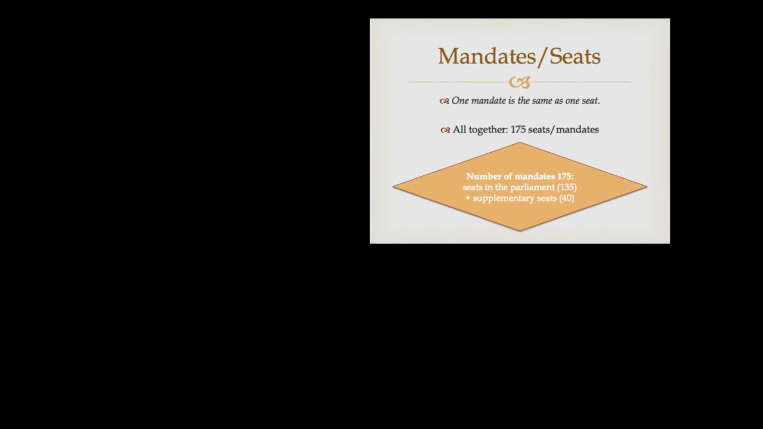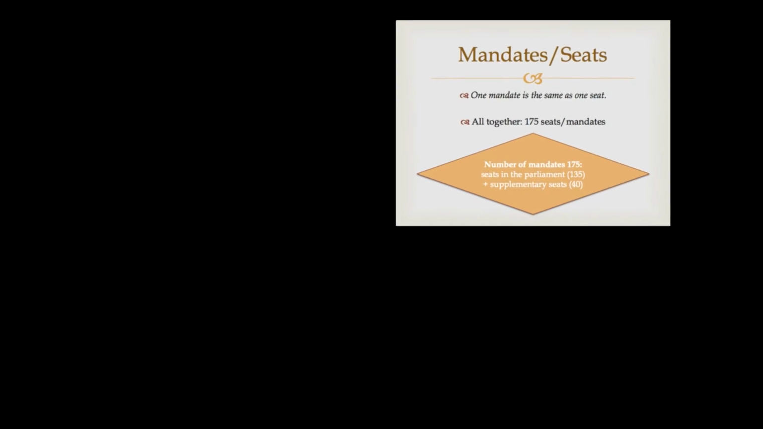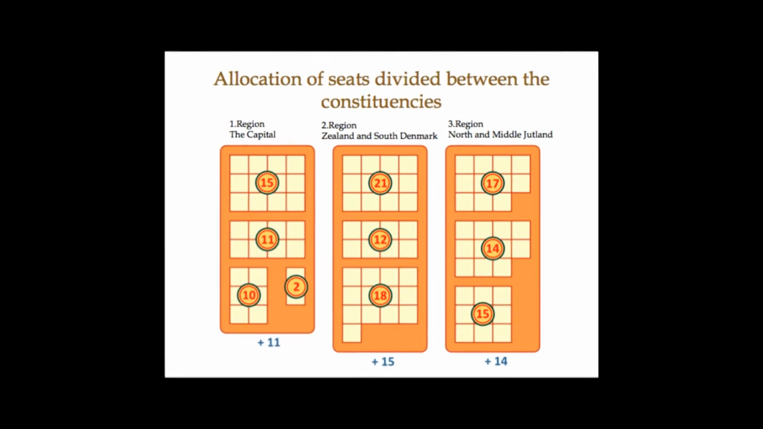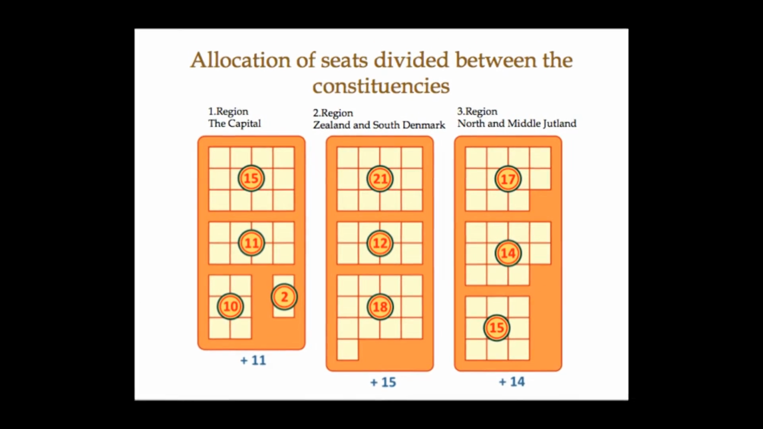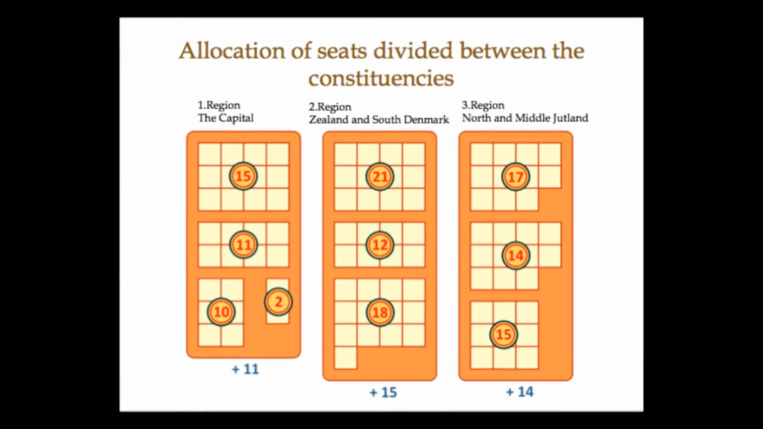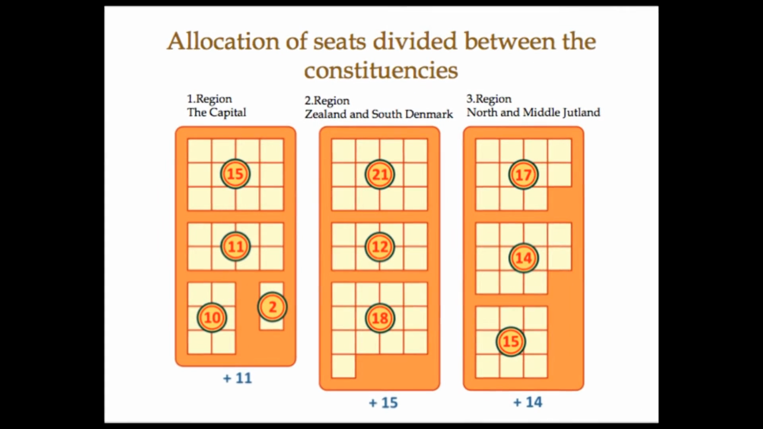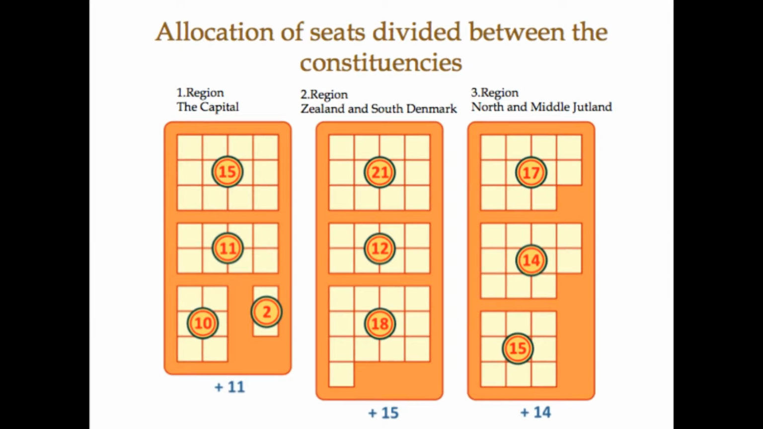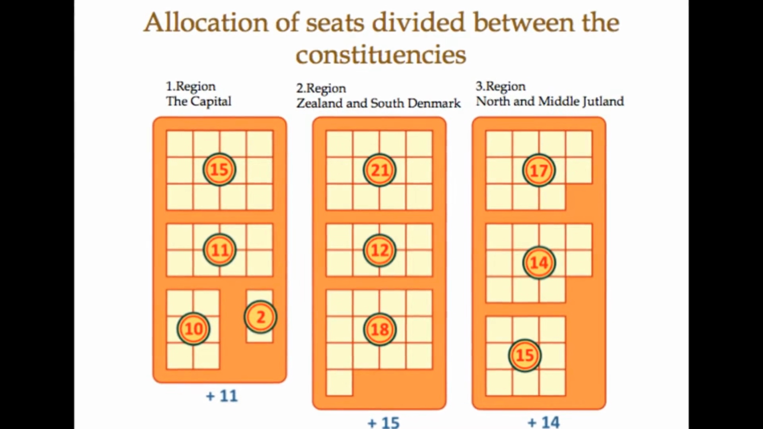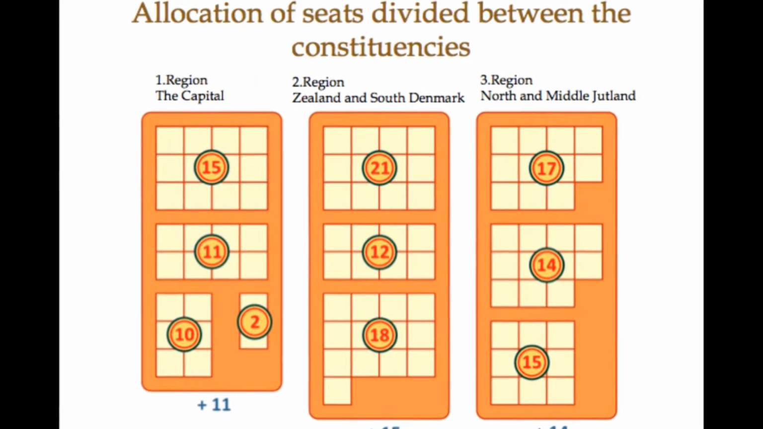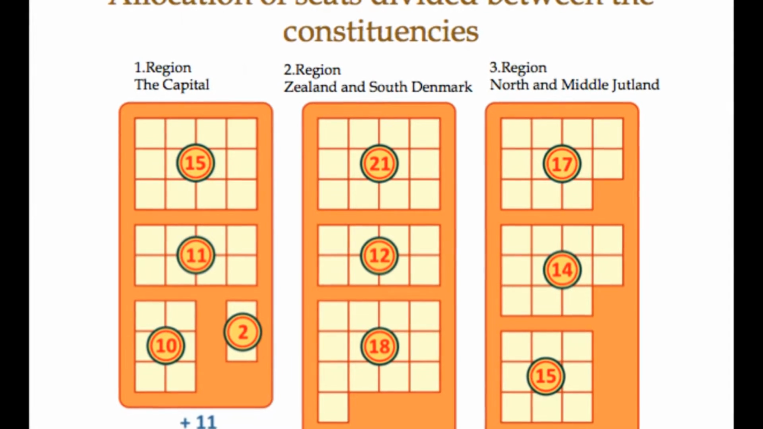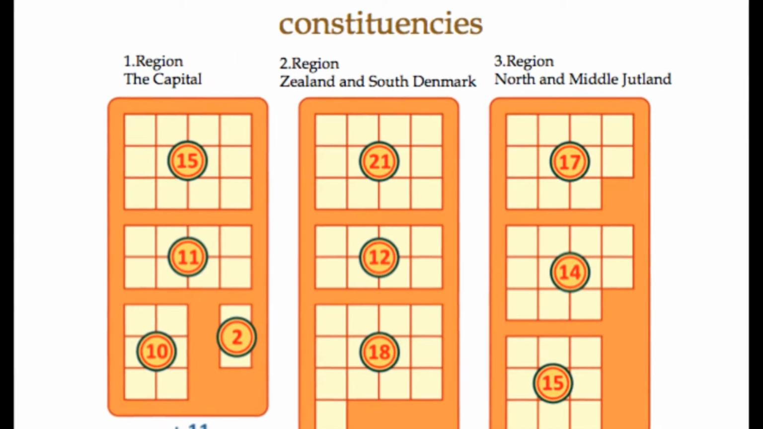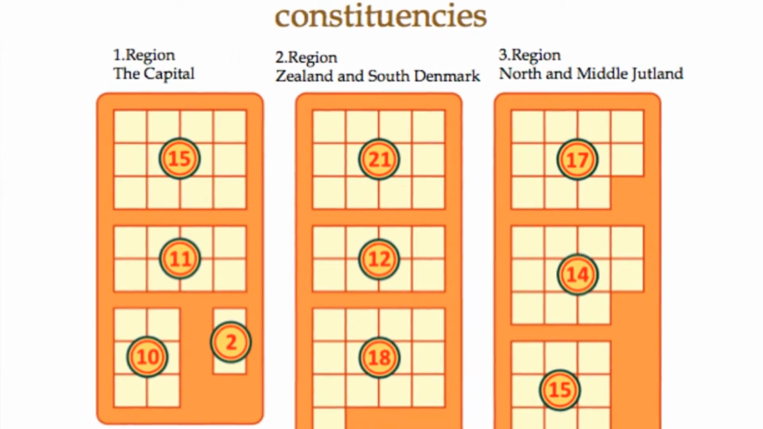But why do we have supplementary mandates? The supplementary mandates are there to secure that smaller parties can get seats in the parliament too. Here you see the 3 major regions, North and Middle Jutland, Zealand and South Denmark, and the capital. As you can see, each major region has several large voting constituencies. The larger ones are then split into individual voting constituencies. You also see how many region mandates each of the major voting constituencies has, and how many supplementary mandates each of the major regions has.